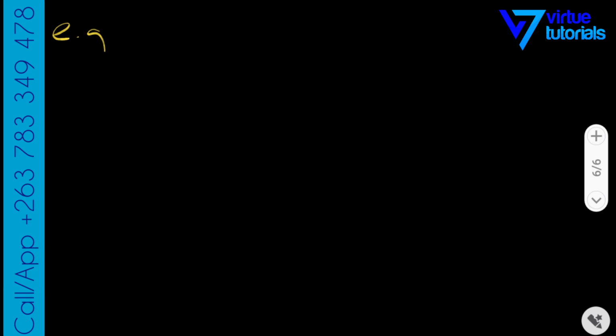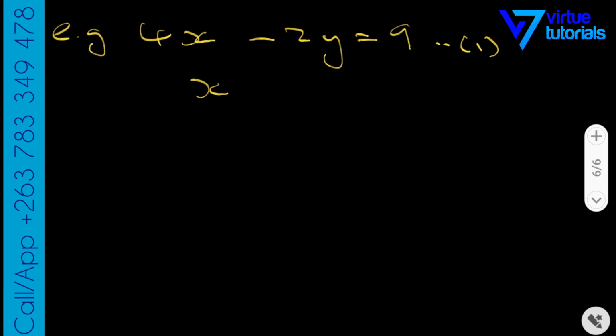In this case, we now have 4x minus 2y is equal to 9. That's the first equation. And then x plus y is equal to 3. That's the second equation. For interest's sake, let's try and eliminate y this time. Not x, but y. So how do we do that?